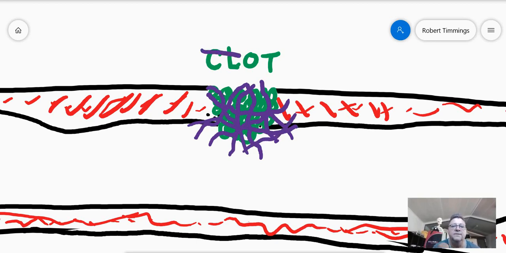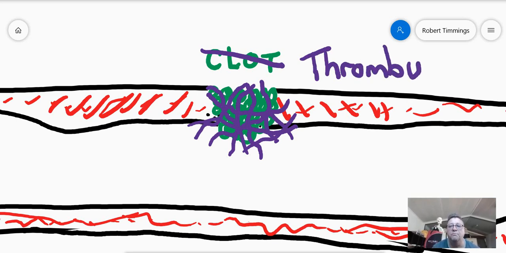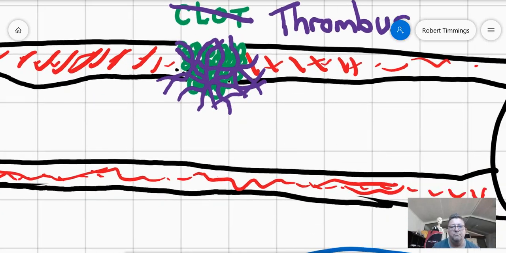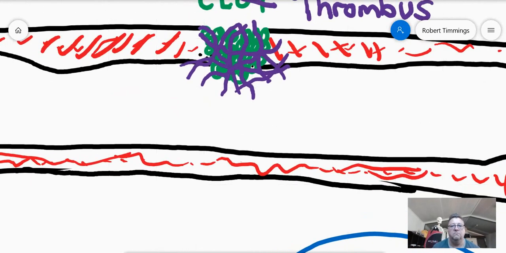No longer is that called a clot. That's now called a thrombus. So a thrombus is a clot, a clump of platelets, that has been wrapped up with fibrin string. That's called a thrombus. That is the process of coagulation.